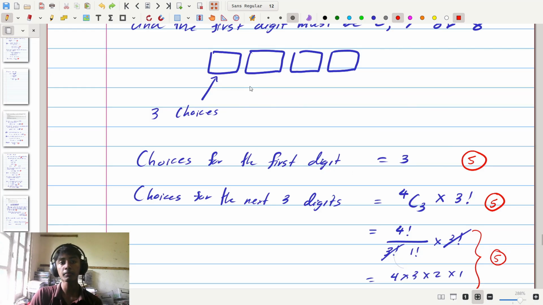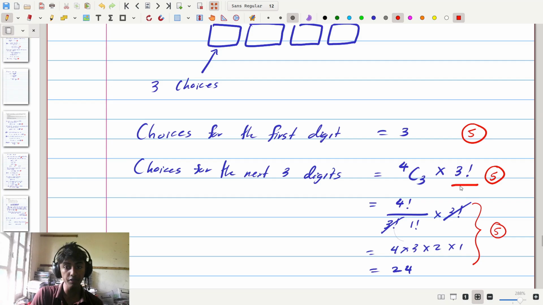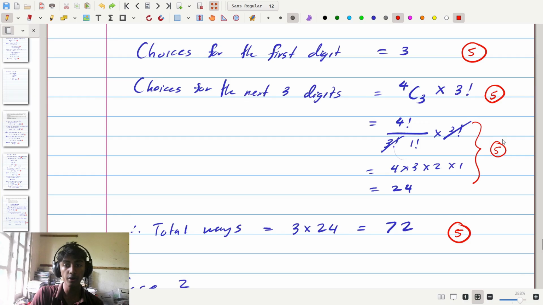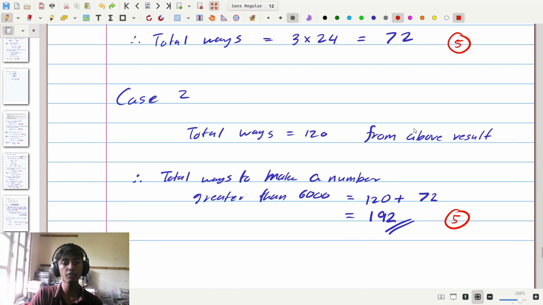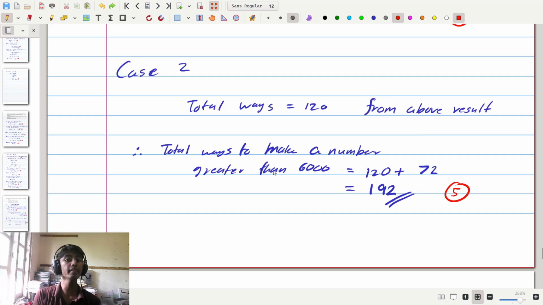And after that, when you consider the last 3 digits and say the number of choices for the last 3 digits is equal to 4 choose 3 times 3 factorial, you get 5 marks for that. And simplifying that down, when you get the answer of 24, you get another 5 marks. And finally, when you multiply this number and this number together to get the final answer of the total number of ways as being equal to 72, you get a final 5 marks. Now after that, from the last part of the question, when you combine these two numbers together for case 1 and case 2, adding them together get 120 plus 72, which is 192 as your final answer, you get a final 5 marks.